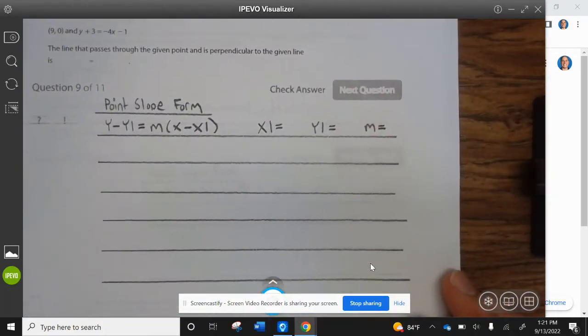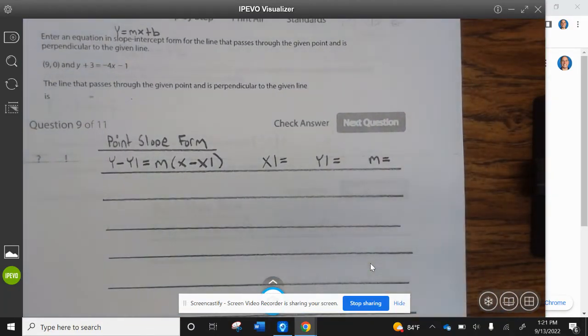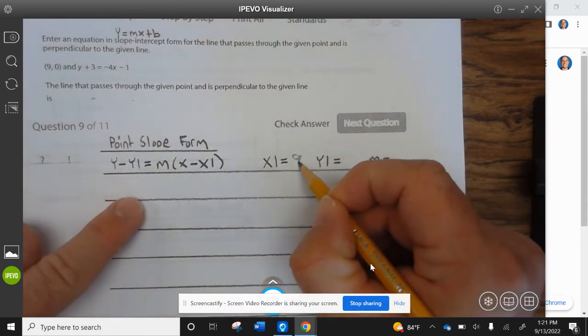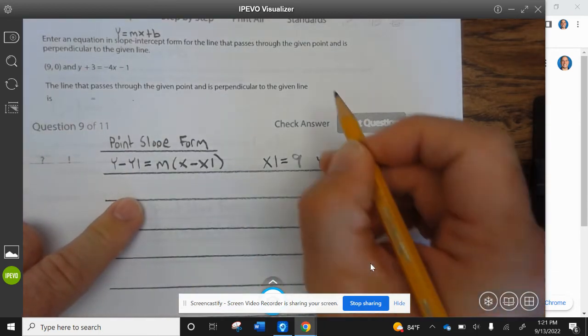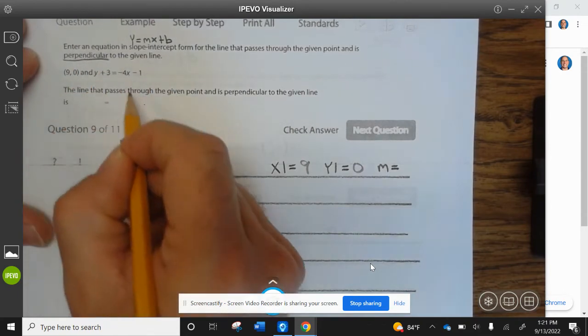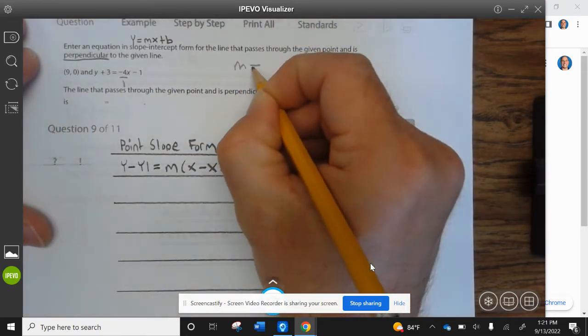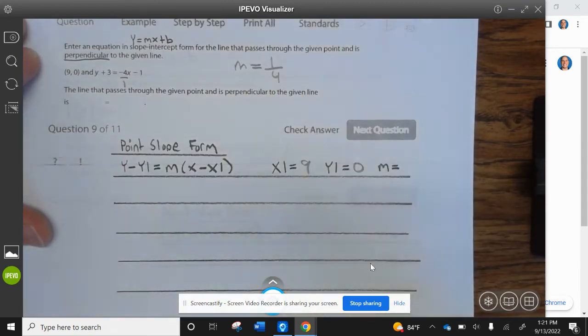All right, example 9. Enter an equation in slope-intercept form for the line that passes through the given point and is perpendicular to the given line. So again, we're going to use point-slope form. x1 is 9, y1 is 0. We want perpendicular, so we take the slope, which is -4 divided by 1. We flip it and change it to positive, so it's 1/4.